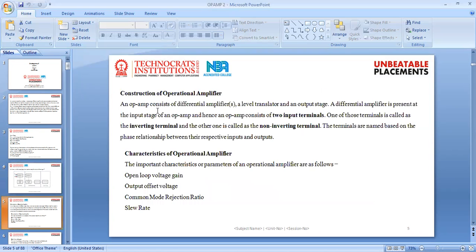The characteristics of an operational amplifier. The important characteristics or parameters of an operational amplifier are as follows: open loop voltage gain, output offset voltage, common mode rejection ratio, and slew rate. And construction of an operational amplifier: an op-amp consists of a differential amplifier and a level translator. I have discussed this.